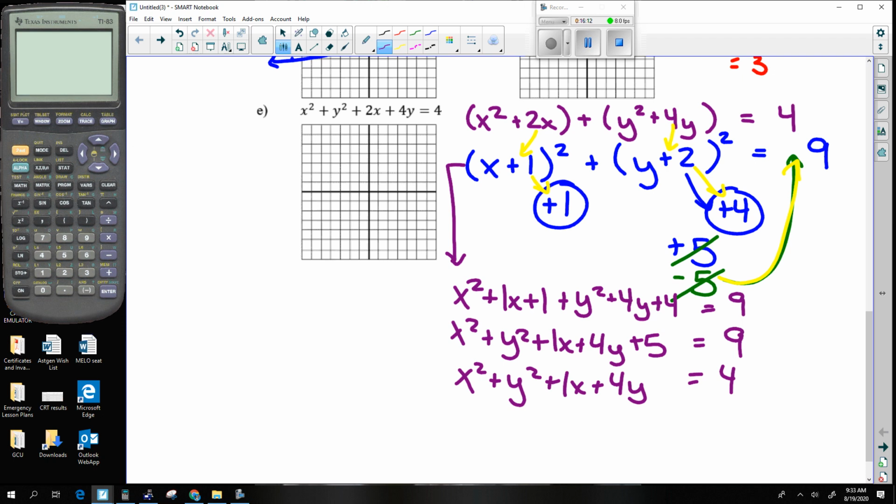All right, so long story short, what did I just create? I created a circle that is left 1 and down 2. It has a radius of 3. There you go.